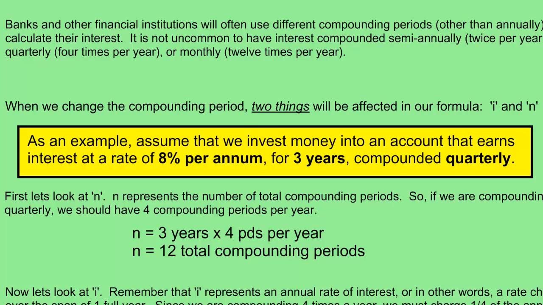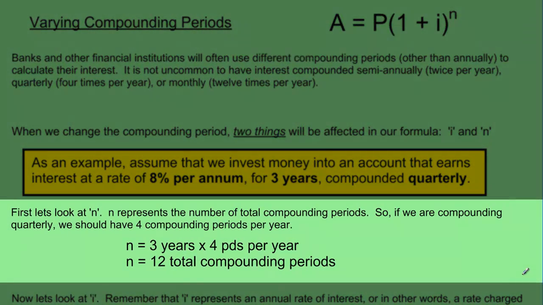Let's see how the N changes. So if n represents the number of compounding periods, we now need to consider, all right, instead of n being number of years, it's how many times being compounded. Well, because it's going to be in the account for 3 years, and each year we're compounding 4 times, that's a total of 12 compounding periods. 3 years times 4 periods per year. So when we plug into our formula, we're going to use n equals 12, not 3.